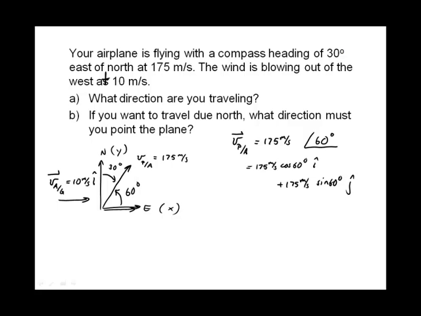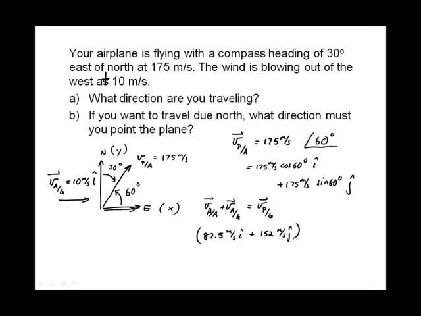So what direction am I traveling? So the velocity of the plane with respect to the air plus the velocity of the air with respect to the ground is going to give me the velocity of the plane with respect to the ground. Well, the velocity of the plane with respect to the air is 175 meters per second cosine theta, and that's going to be 87.5 meters per second i plus 175 meters per second sine 60 degrees. That's going to be 152 meters per second j.